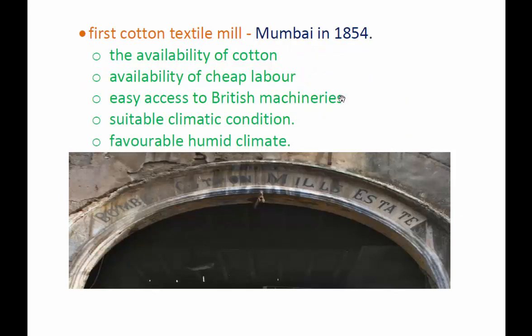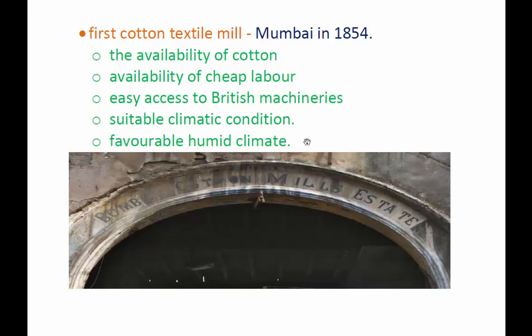One of the advantages for setting up this cotton mill in Mumbai was the availability of cotton in and around Mumbai, so to say, availability of cheap labor, and easy access to British machinery, and suitable climatic conditions. This cotton textile industry, for making clothes, is very much favorable to a humid climate.